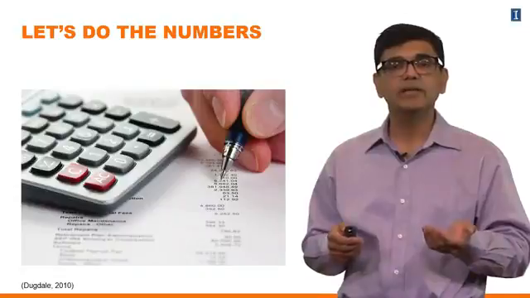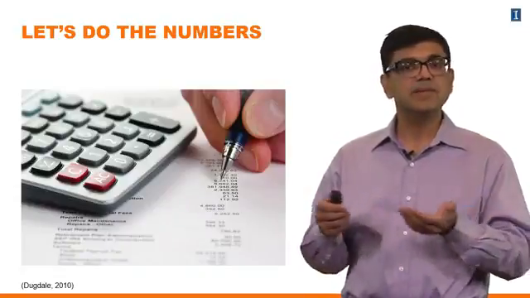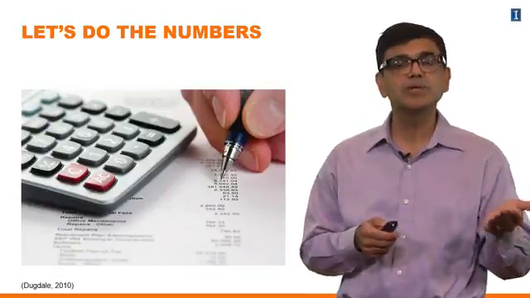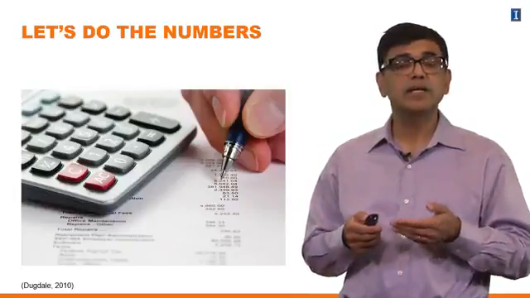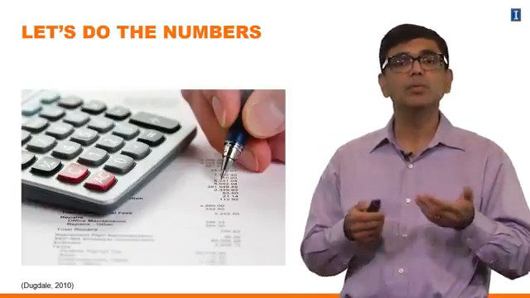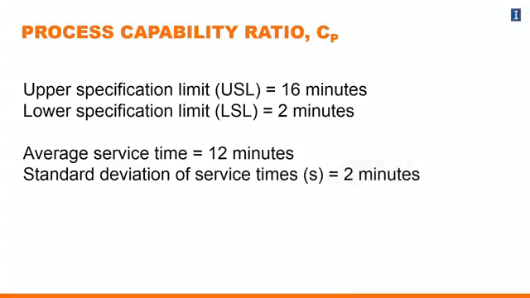What we're going to calculate is the CP and the CPK, the process capability ratio and the process capability index. Both of these have to be calculated at all times. You can't do one without the other. So let's take a look at the process capability ratio first. Upper specification limit of 16, lower specification limit of 2. We subtract 16 minus 2, and we divide that by 6 times the standard deviation.